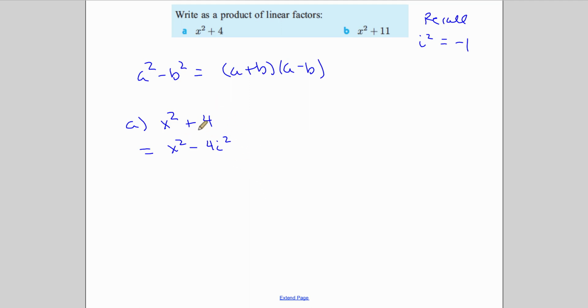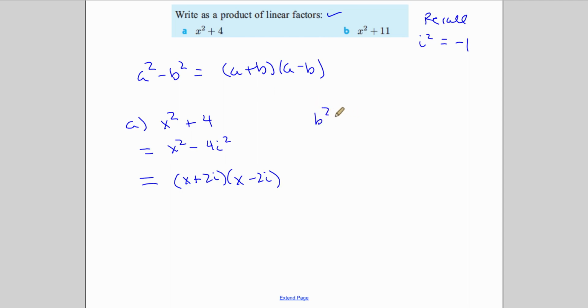Well, now I have the difference of two squares, so I can use this algebraic formula and get x plus 2i times x minus 2i. So we have satisfied the instructions by writing it as the product of linear factors, in the complex number system, of course, but still, we're now able to do this.